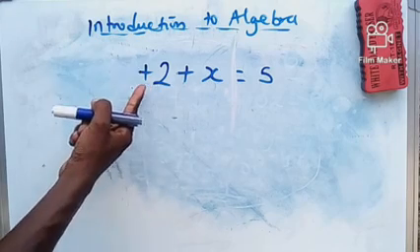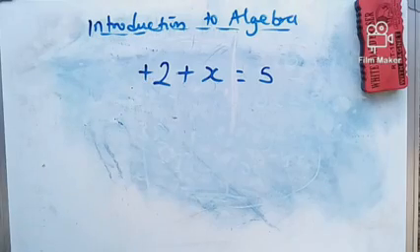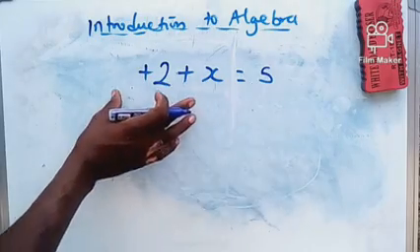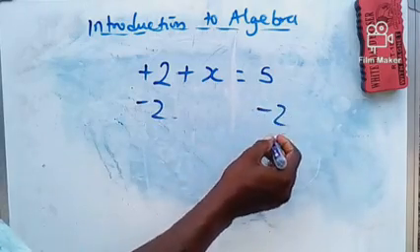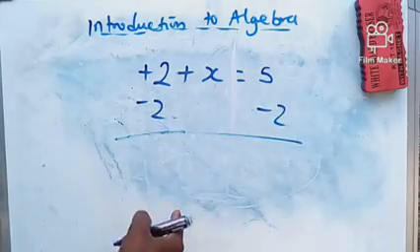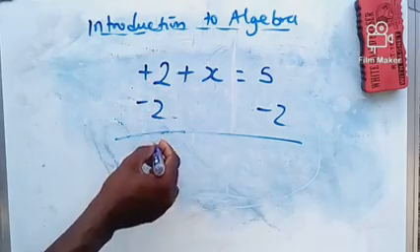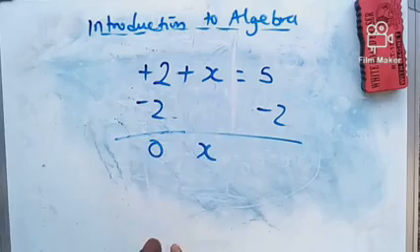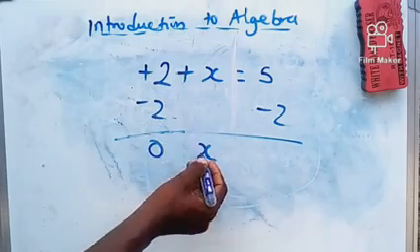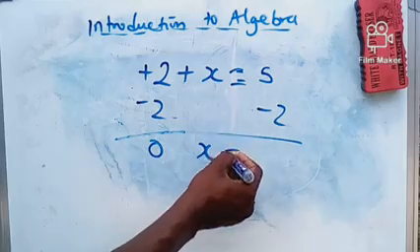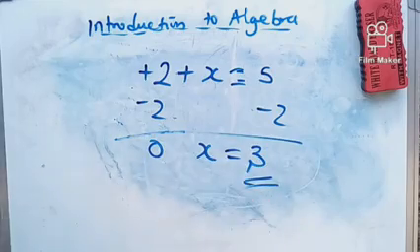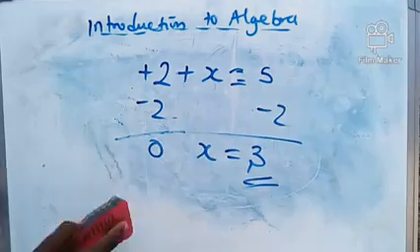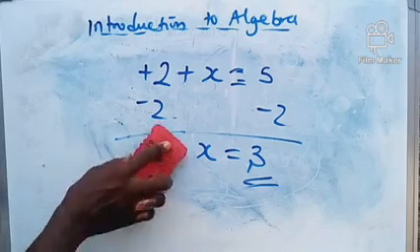So what do we do? Since this 2 here is bound by addition, we are going to use minus 2 to remove it. So we say we will subtract 2 from both sides. Minus 2 here, minus 2 here, then we solve. 2 minus 2 will give you 0. Then we now have our x standing alone, x, and our equality sign is still there. Then 5 minus 2 is 3. And that is the answer.